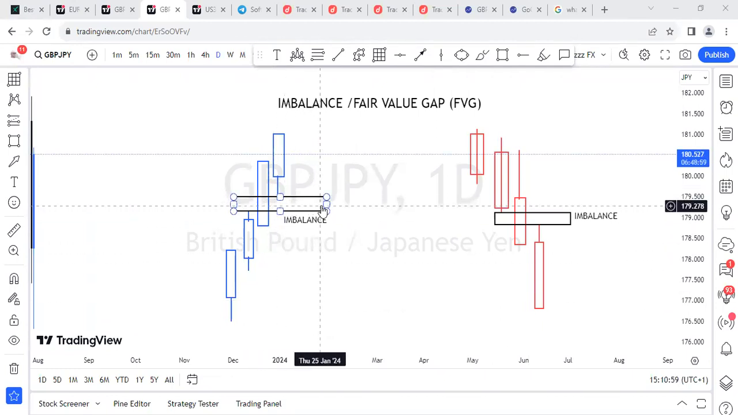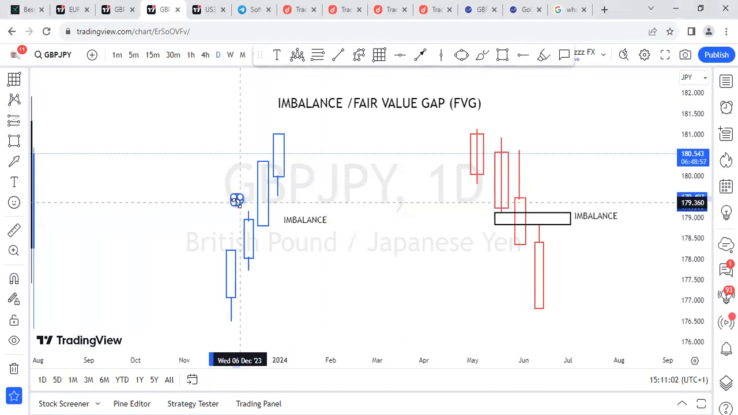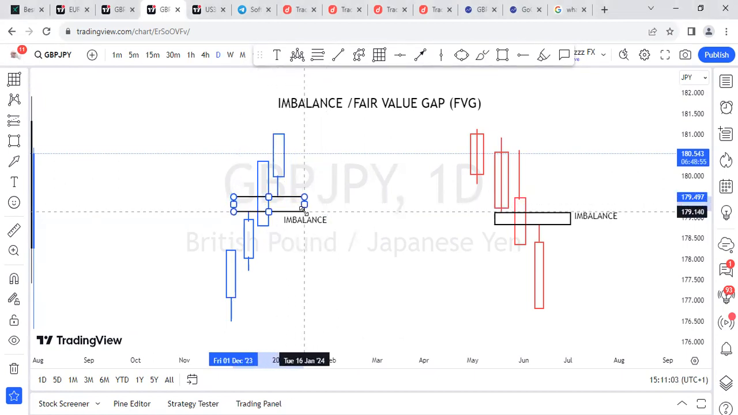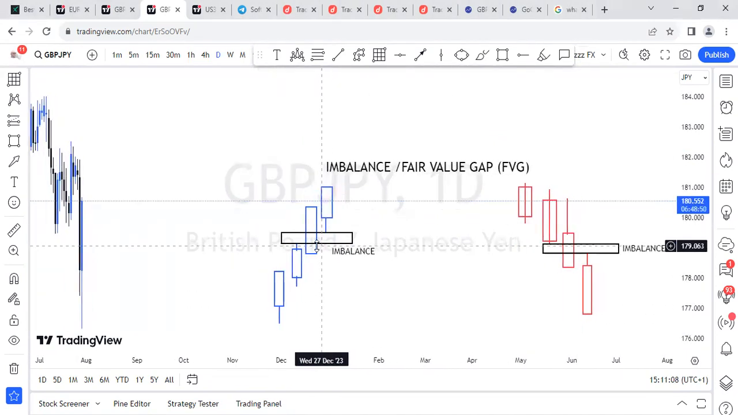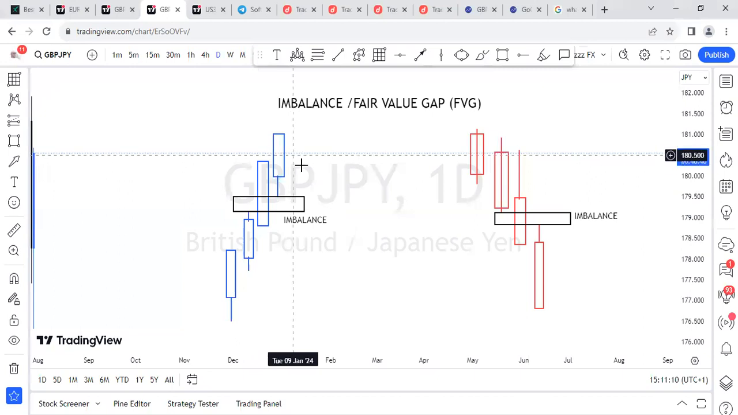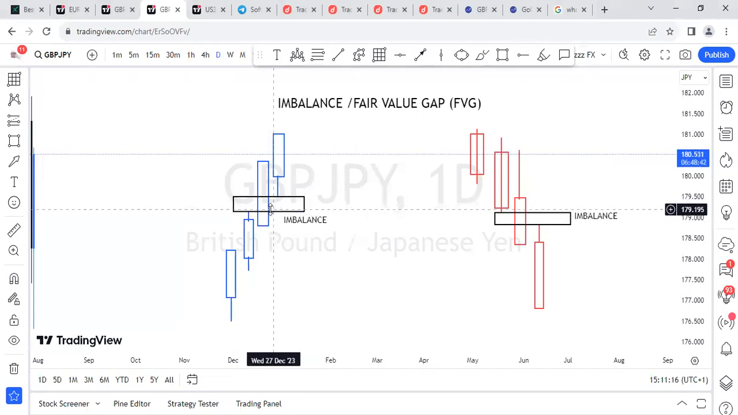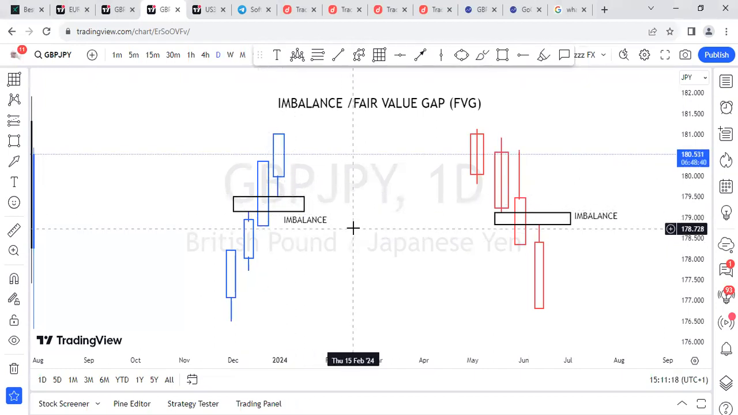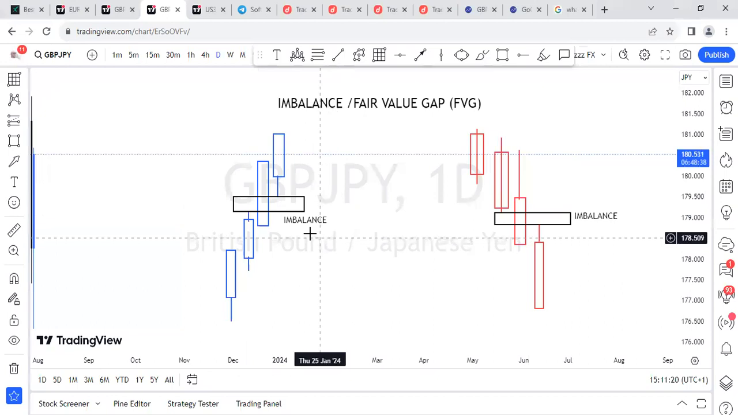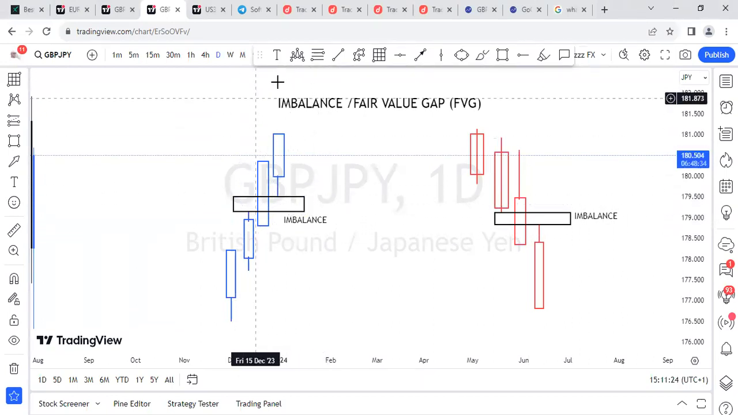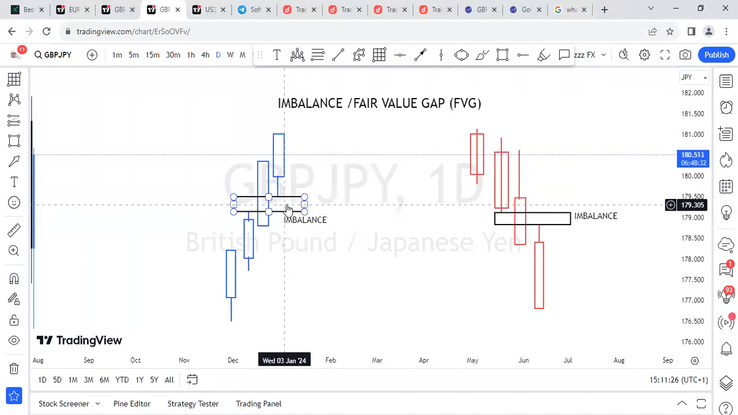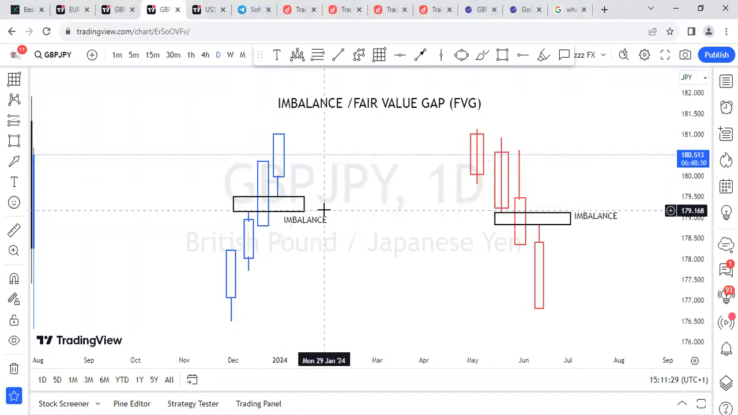Let me remove this box so that you can see very well. There is space right here. It is called an imbalance. Whenever you see an imbalance in a particular market, it means there is excessive bullish power in action, that is, demand in action in the case of a buy. When price leaves a space like this, price will always come back to fill it.